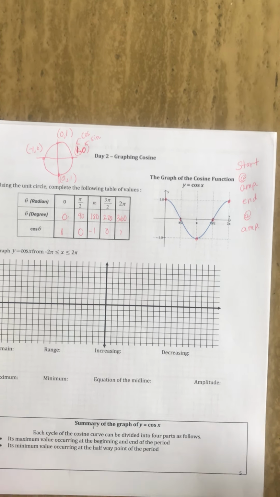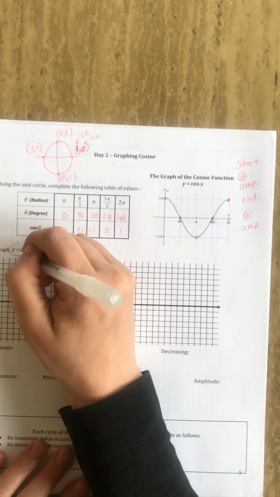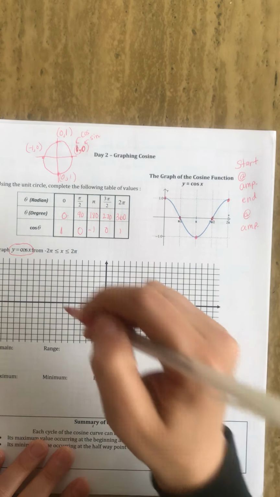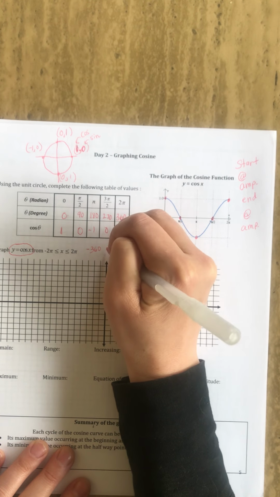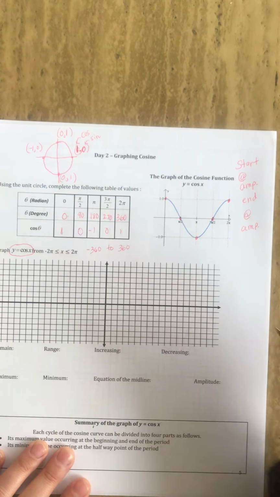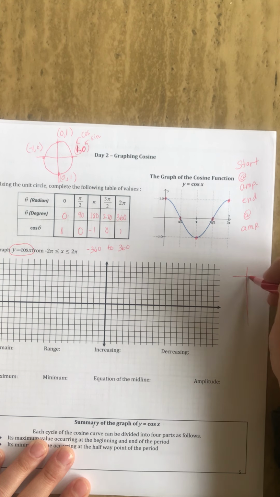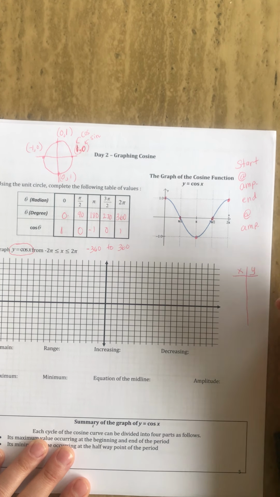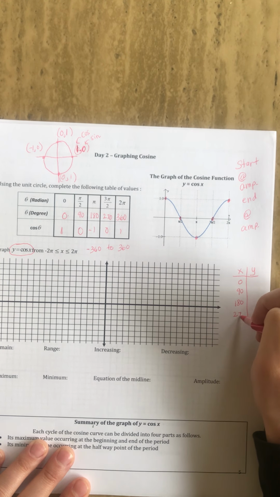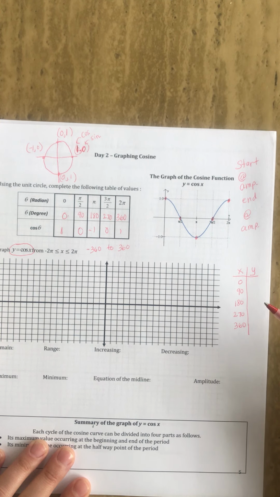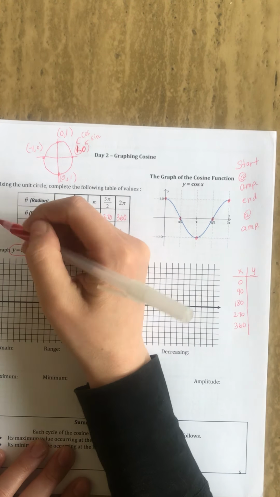Okay, so this right here wants us to graph y equals cosine x, and they want us to graph it from negative 360 to positive 360. So make sure that you focus in on your key points. We always start at 0, 90, 180, 270, and 360. And we're going to say, okay, we're going to start at the amplitude.